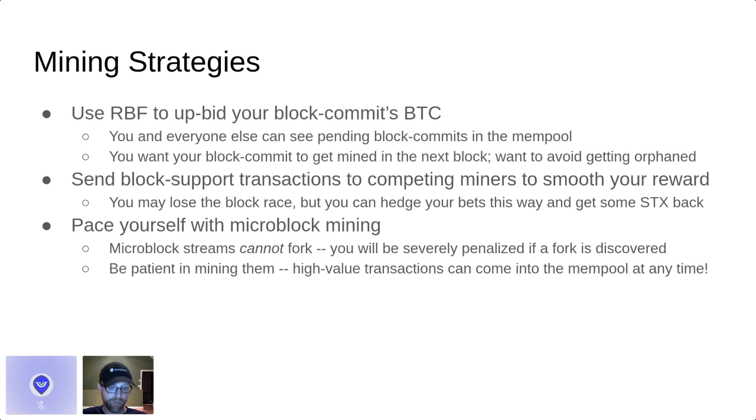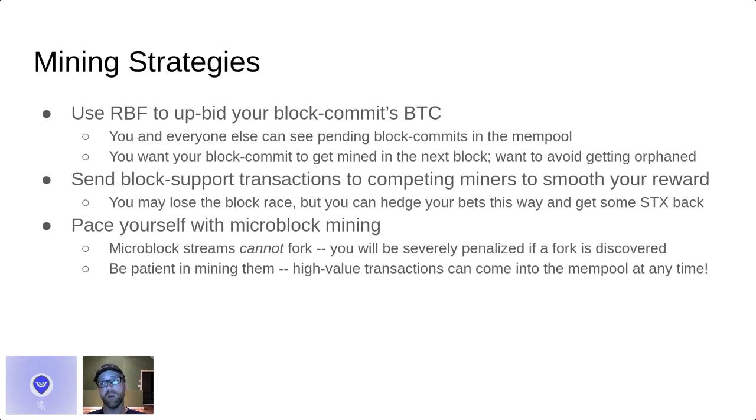And the third strategy I'd like you to keep in mind is you should really pace yourself when you're mining microblocks. You have a whole 10 minutes. You don't have to blast out all your microblocks in the first 30 seconds. And in fact, it's to your advantage to wait, because transactions are arriving all the time into the Stacks mempool, and you don't want to commit all your microblocks early lest you miss a high value transaction you could have mined by waiting. So it's good to just try to fill up that 10-minute window with your microblocks.